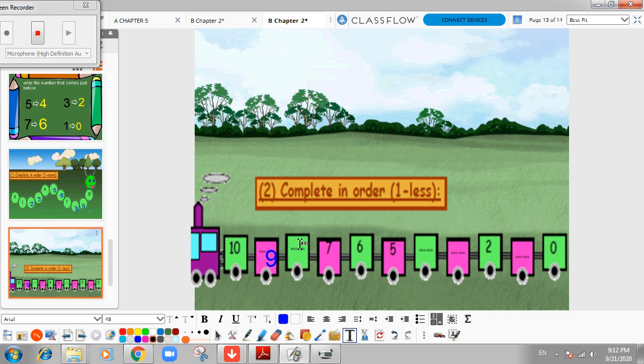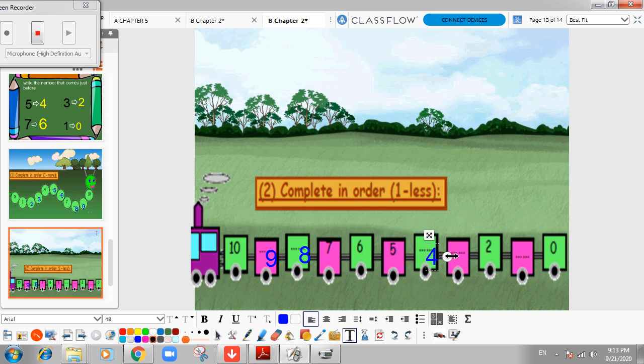We said 8, 9. So number 8 is the number that comes before number 9, and number 7 is the number that comes before 8, and number 6 is the number that comes before 7. 5 is the number that comes before 6. So now, what's the number that comes before 5? We said 4, 5. Excellent.